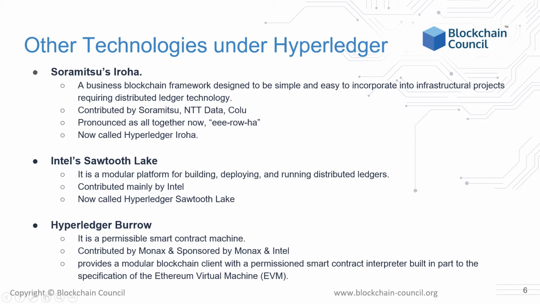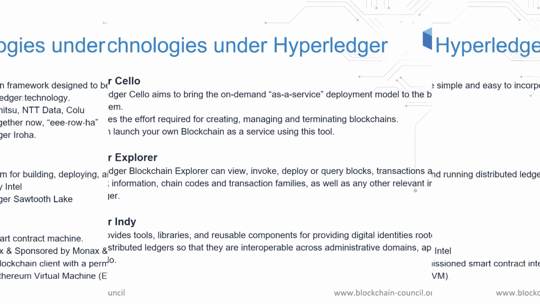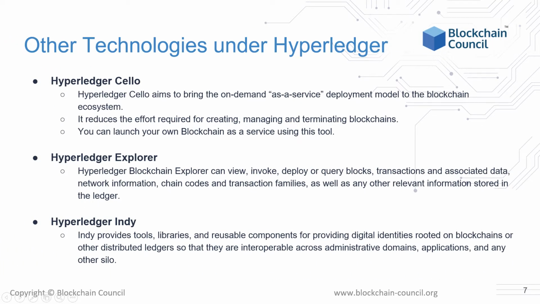Another technology that we are going to talk about, which comes under the Hyperledger umbrella, is Hyperledger Burrow. This technology is a permissioned blockchain node that executes smart contracts, similar to the Ethereum virtual machine. It is built for multi-chain support, and it is contributed and sponsored by Monax and Intel. This technology of Hyperledger is hosted by the Linux Foundation, which brings the deployment model to the blockchain ecosystem on demand as a service. Developers use this technology to reduce the effort required for creating, managing, and terminating blockchains, and can also use it to develop their very own blockchain as a service.